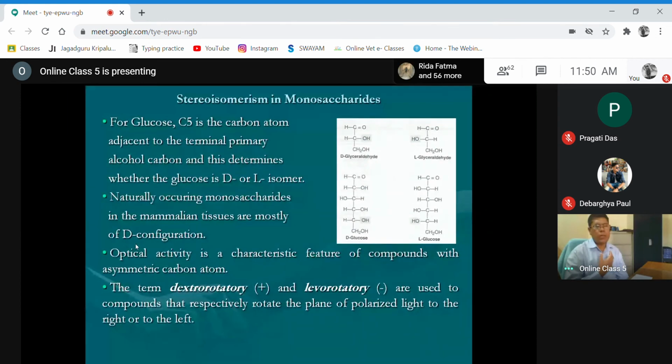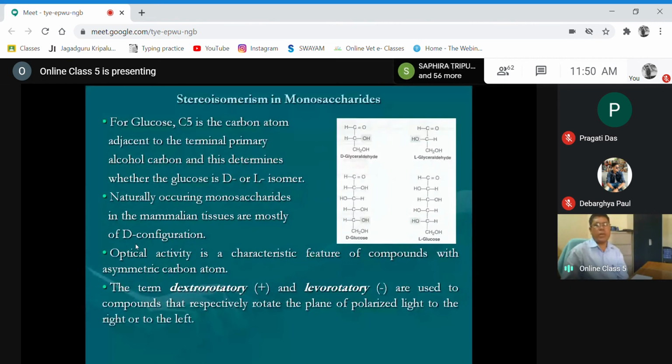Because of that, most of the sugars present in the mammalian system are of the D configuration. But when we discuss amino acids, we'll find that the amino acids present in the living system are of the L configuration. So whether the D or the L configuration occurs all depends on the enzyme system present in the living organism.